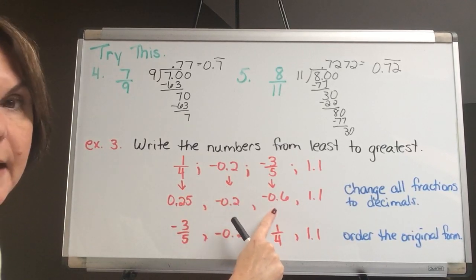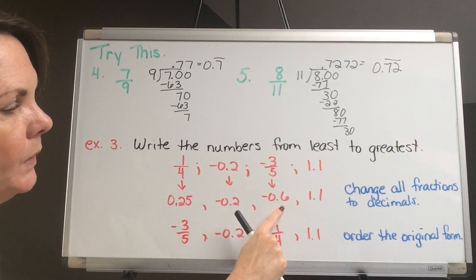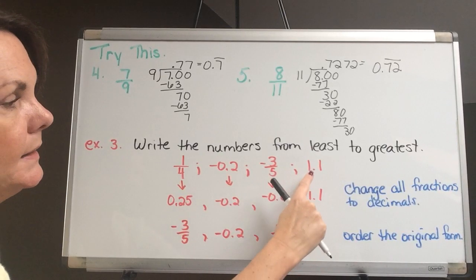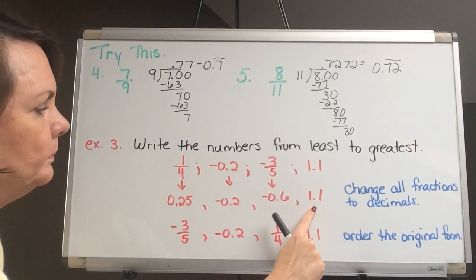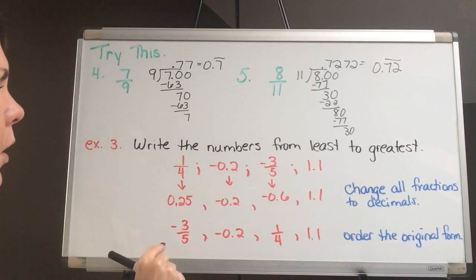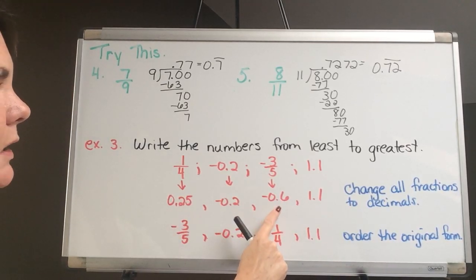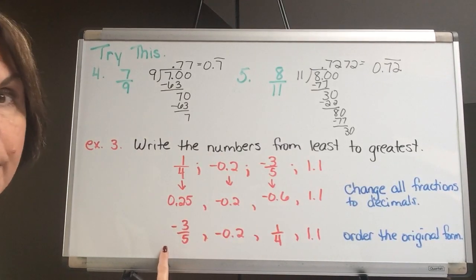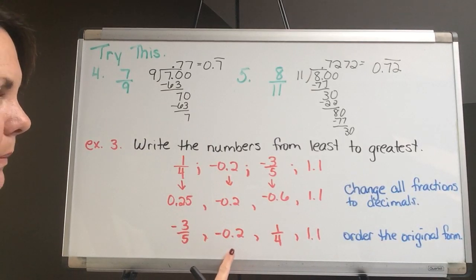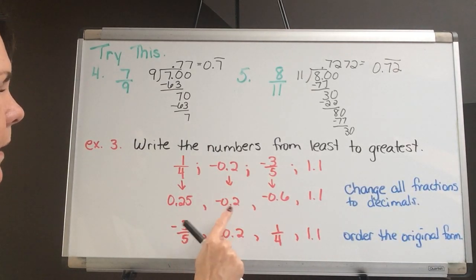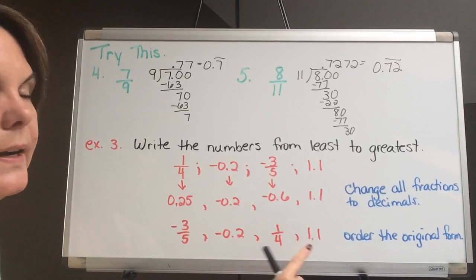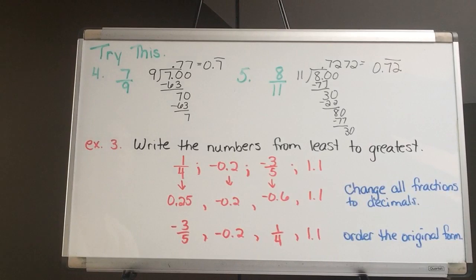-3/5 becomes the decimal, 3 divided by 5 becomes 6/10, but it's a negative, so it's -6/10, and this is 1 1/10. Now I want to order the original form, remember? So we go back here, and this is my smallest, and the original form is -3/5. And then I have this, which is the same thing. And then the next smallest number would be 25/100ths, which the original form was 1/4. And finally, 1 1/10 is my largest number.